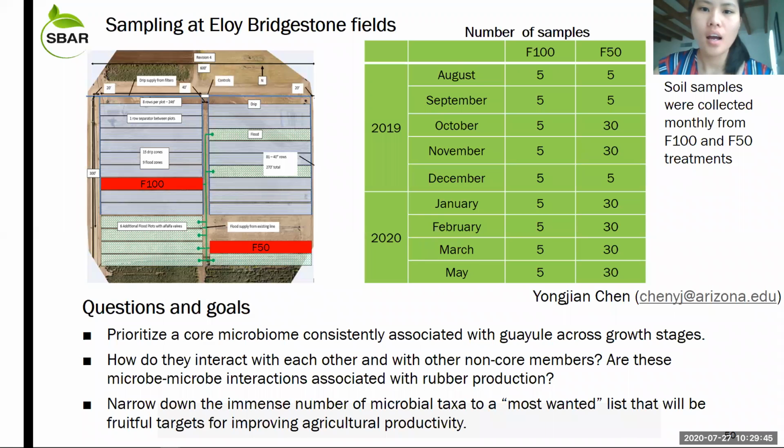In this study, we sampled frequently from the Eloy Bridgestone fields over the winter dormancy period. And the limitation from my study was the small sample size and the fact we only had one time point during winter dormancy. But you can see Yongjin's sampling plan is more robust, so we'll be able to gain a much better understanding of the potential microbial interactions using complex statistical analysis.